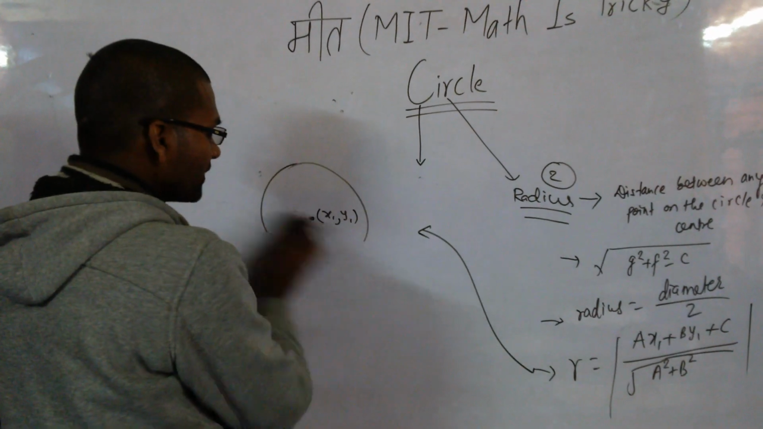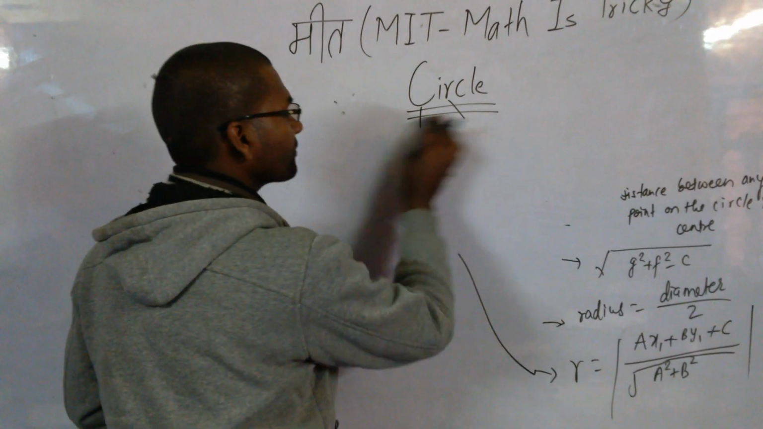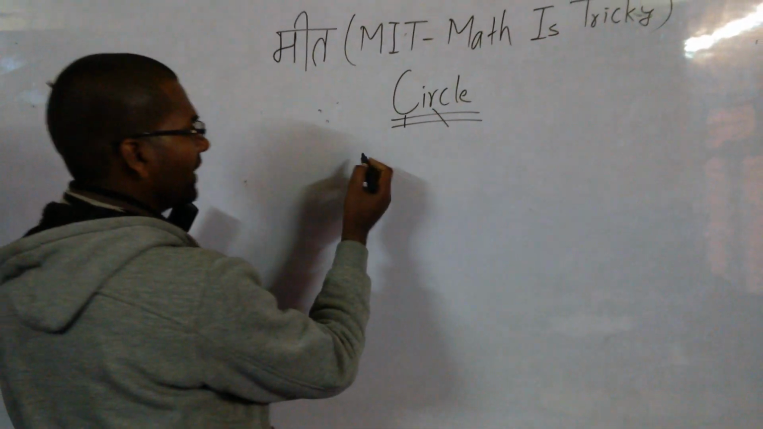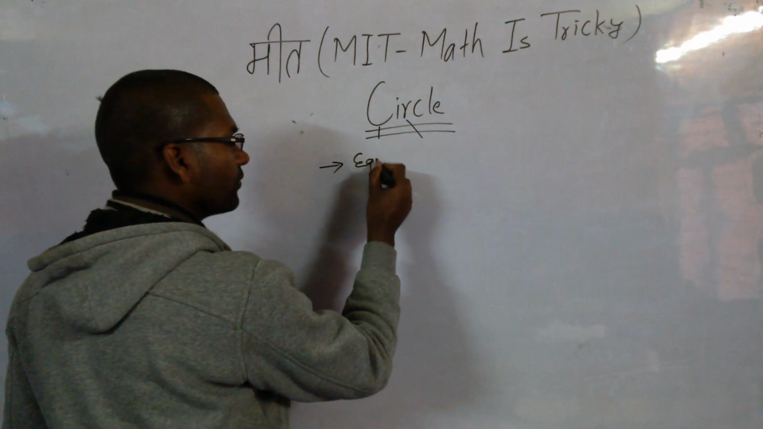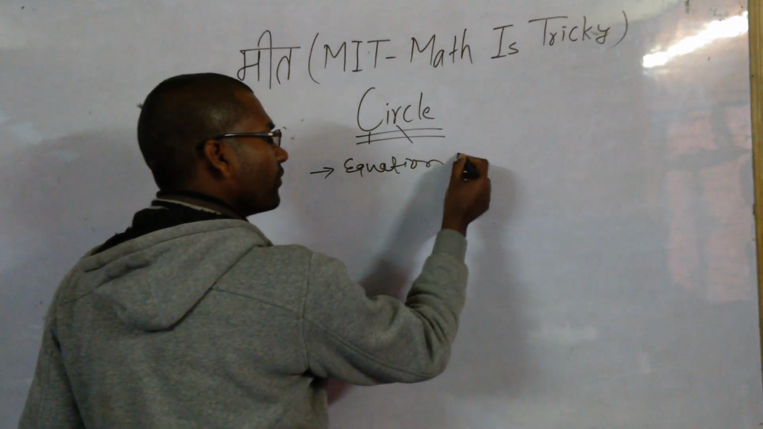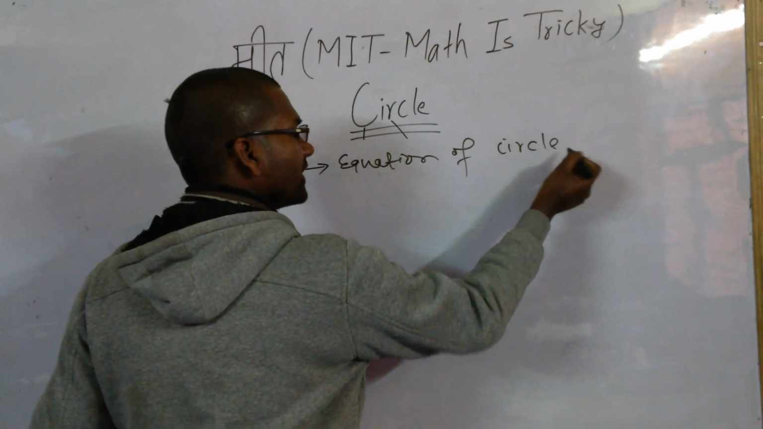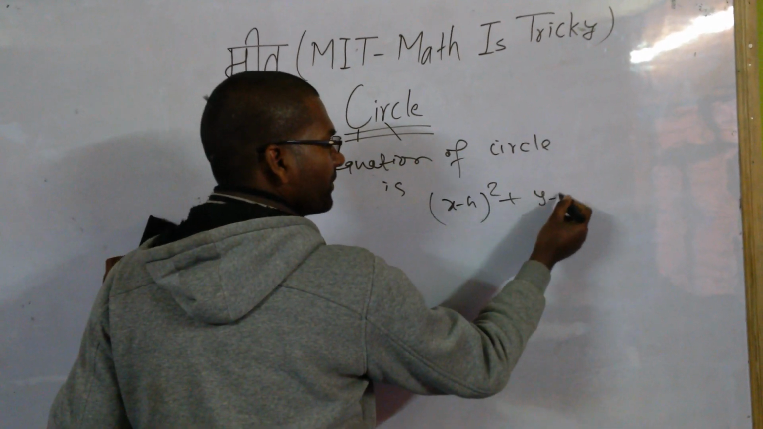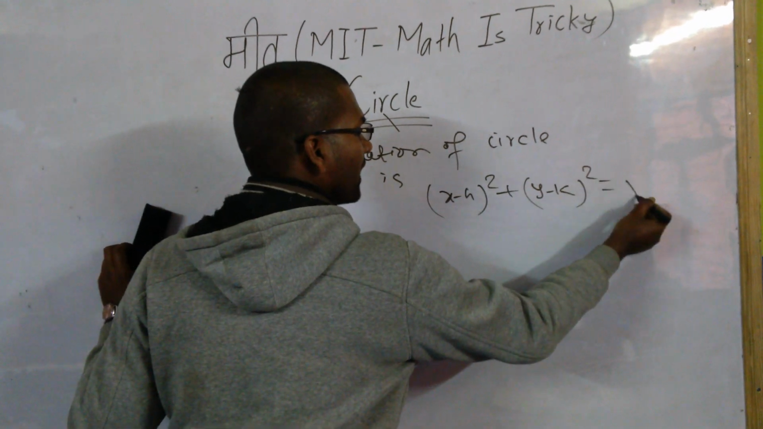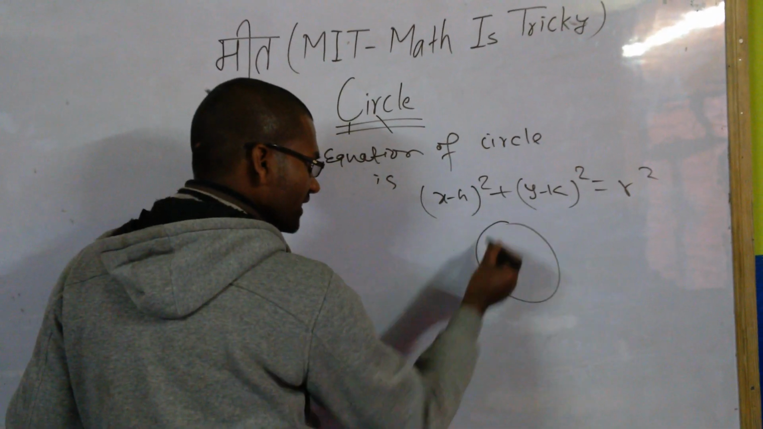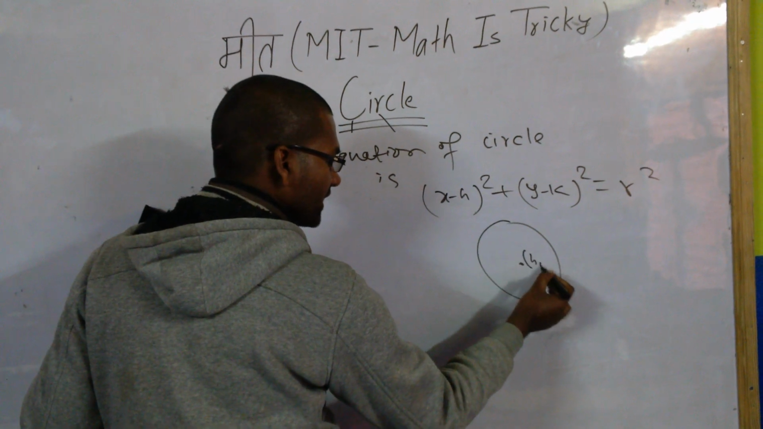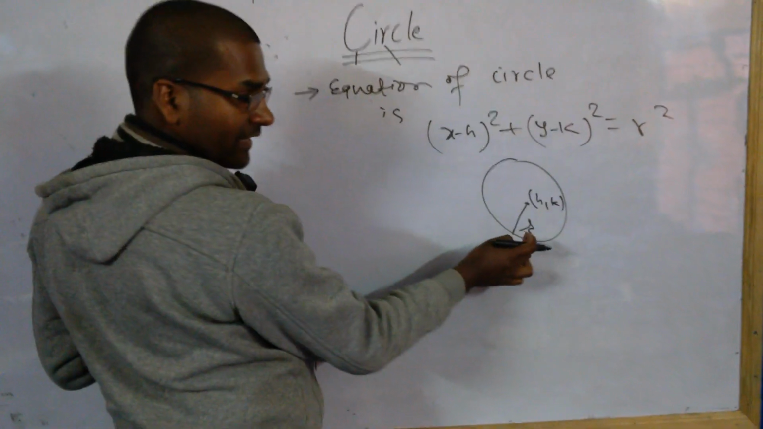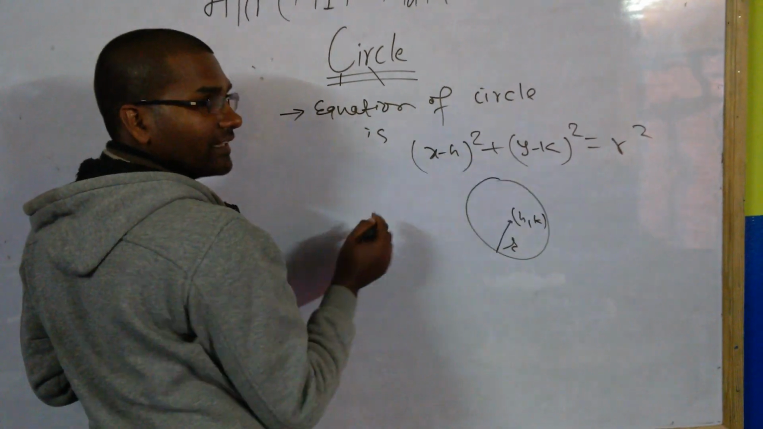In this way, after getting the center and radius, to find the equation of circle we have to use this formula. The equation of circle is (x minus h) whole square plus (y minus k) whole square equals r square. Let me explain this. In this case, h comma k is the center, and r is the radius. If you have the radius and center, we can easily find the equation.